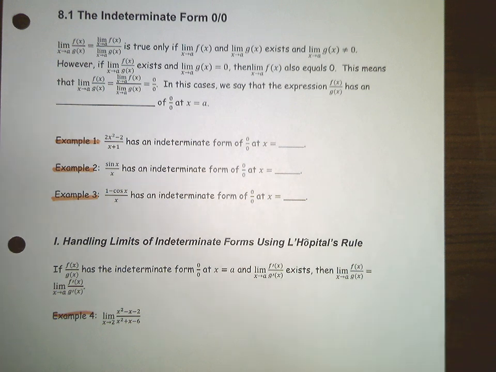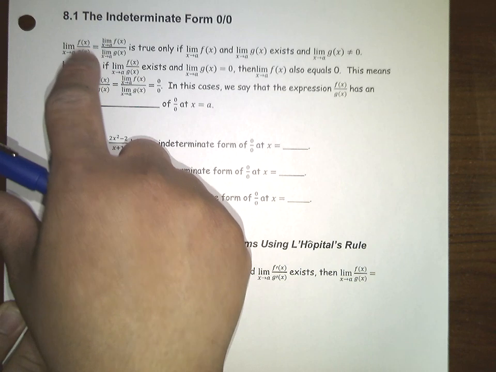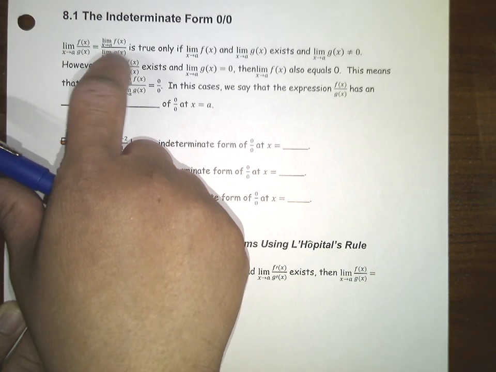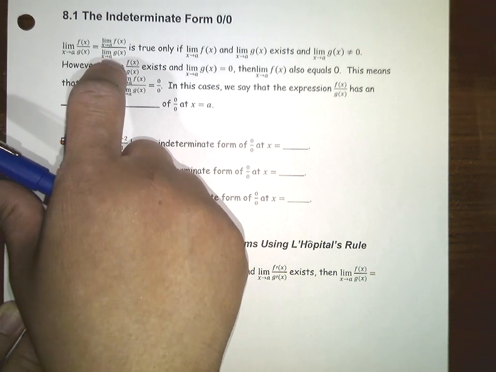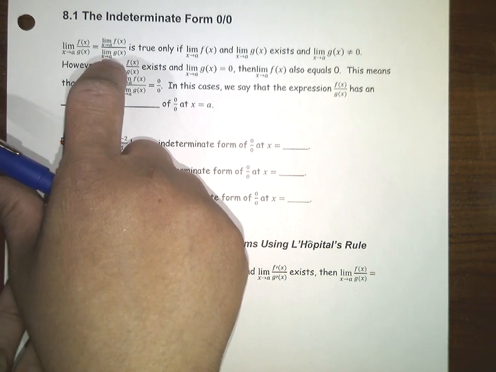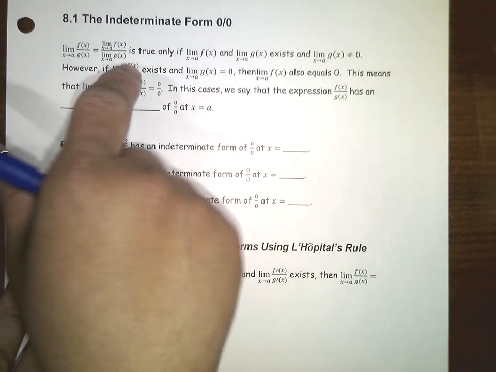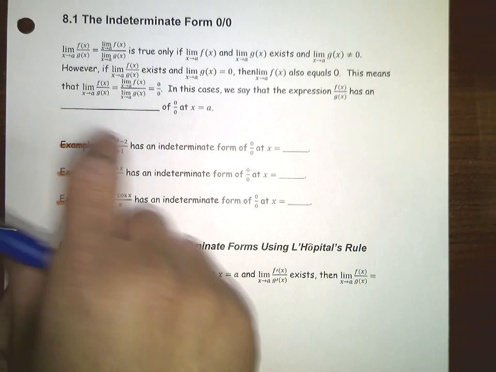So this is about the indeterminate form 0 over 0. What you need to remember here is if you have the limit of a quotient of two functions, like f of x over g of x, then you can use limit rules to say that this is the limit as x approaches a of f of x over the limit as x approaches a of g of x. But that's only true if the two limits exist and the limit of g of x, the one in the denominator, is not equal to 0.